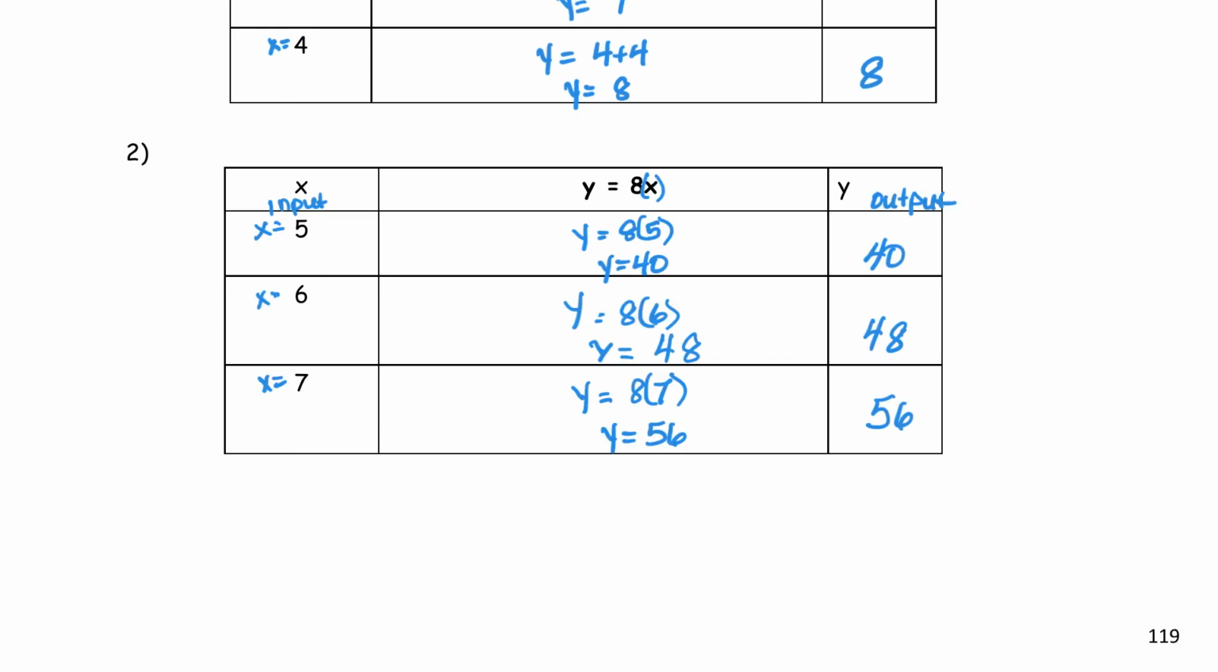And there are your answers for number 2. Just be careful. When you have the variable next to the number, the coefficient, make sure that you multiply. No drop and plop. So you're multiplying, you're substituting the variable with a number, and then you multiply the numbers together. All right, let's try the next page.